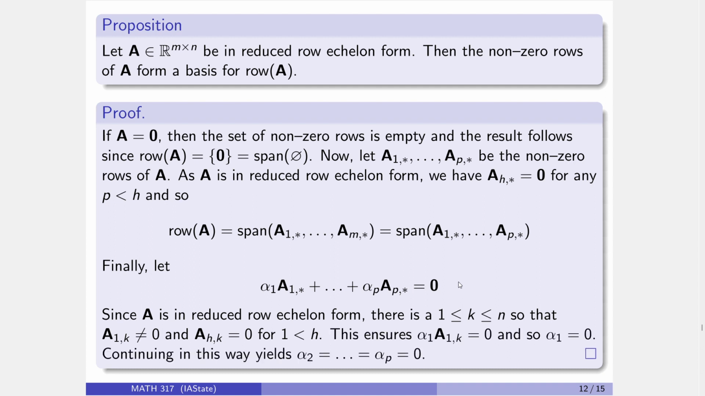Well, if I plug k in then, that means that everything zeroes out except for this term, and this is equal to 0, but this leading entry is non-zero, so it's got to be that alpha 1 is 0. And then you just go to row 2 and do the exact same argument, and then go down the line and get that all the coefficients are 0. And there you go. Non-zero rows are a basis. They're linearly independent, and they span.